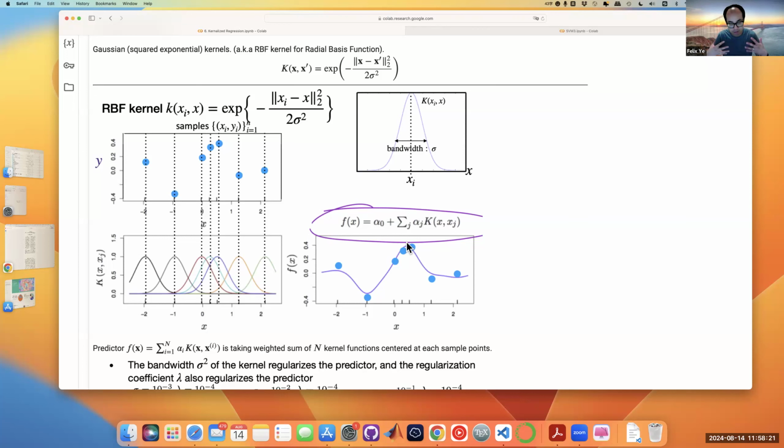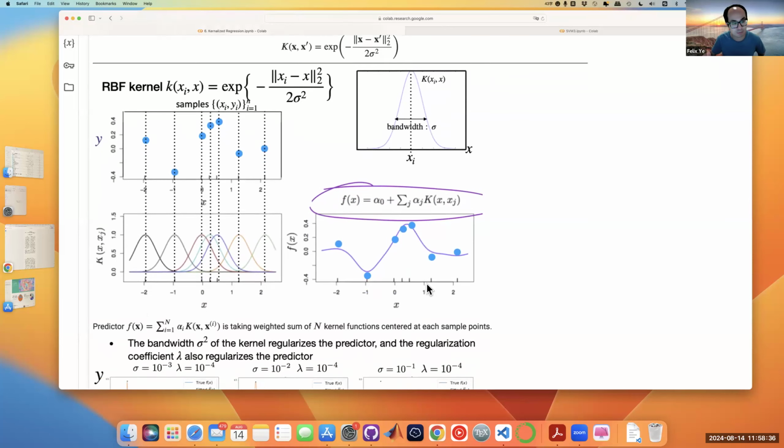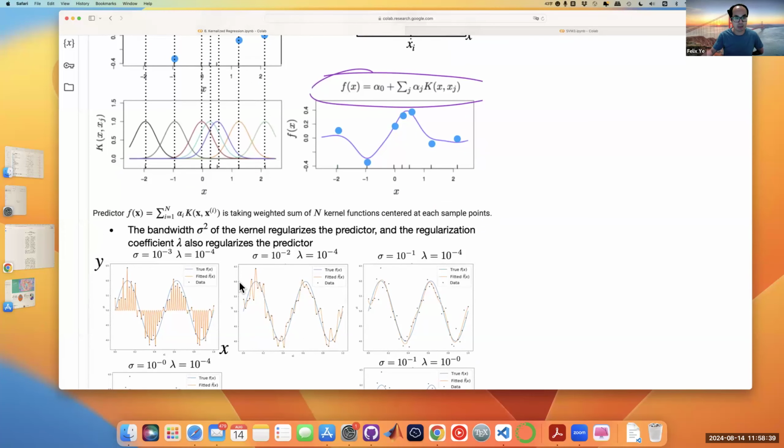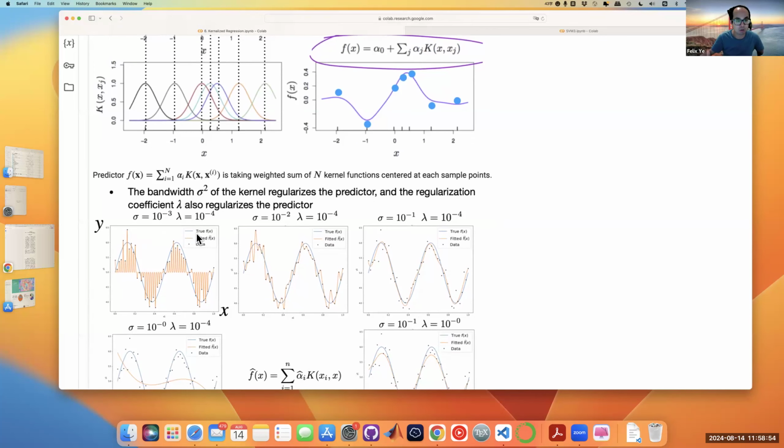So if we think of everything in terms of different bases, these functions actually live in finite dimensional subspaces. So that's how we think about everything in terms of the kernel trick. And this predictor is basically taking the weighted sum of these n kernel functions centered at each example point. And we can tune different bandwidth and tune different lambda as well.